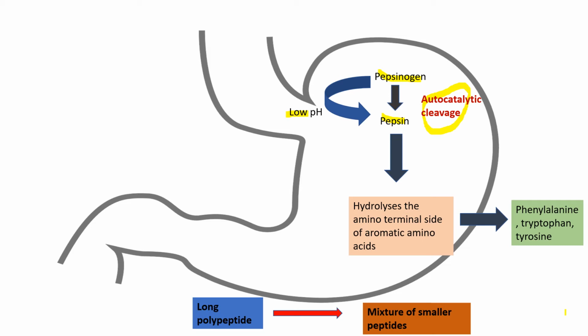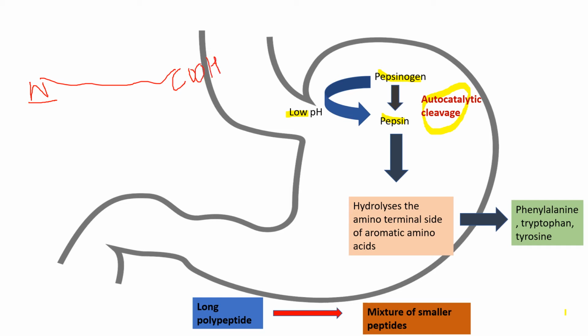What does pepsin do? The activated pepsin hydrolyzes the amino terminal side of aromatic amino acids. As you all know, proteins have two ends, the first end is the amino terminal, that is the NH2 amino terminal, and the other is the carboxyl terminal. Alright, it has two ends.